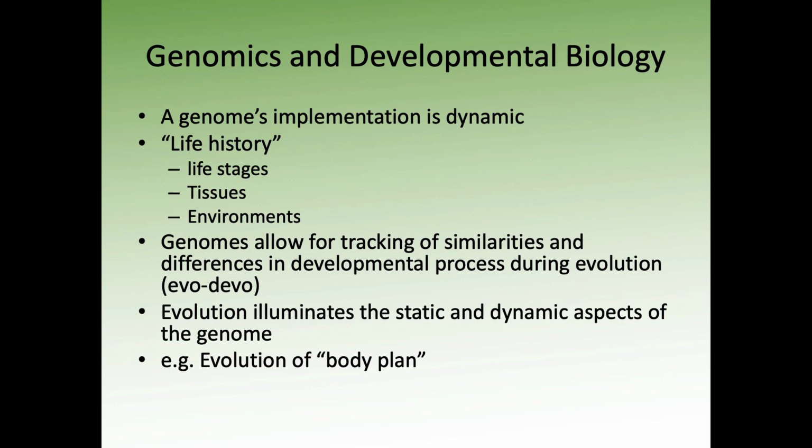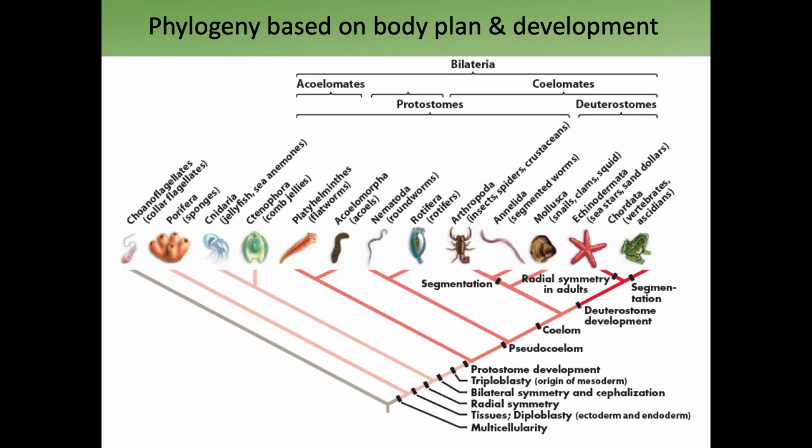So, sometimes when we're thinking about genomics in the context of developmental biology, we're really trying to track the similarities and differences in the developmental process during evolution by tracking changes and similarities in the genome. Right, so by doing this comparative framework, we can see what are the static and what are the dynamic parts of the genome and how that might be related to the phenotypic diversity that we see. So how might things like body plan evolve?